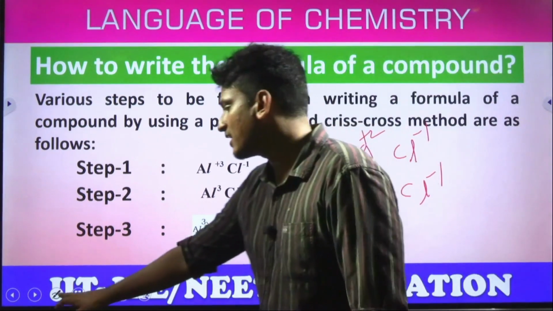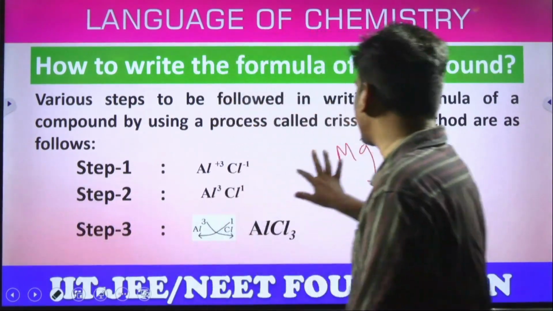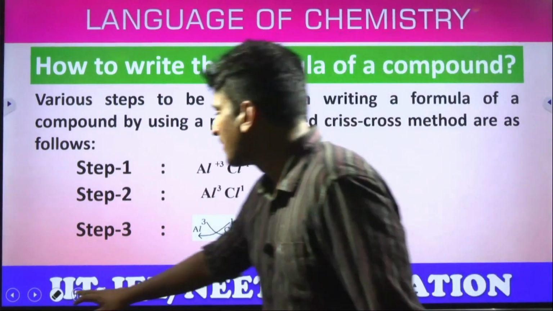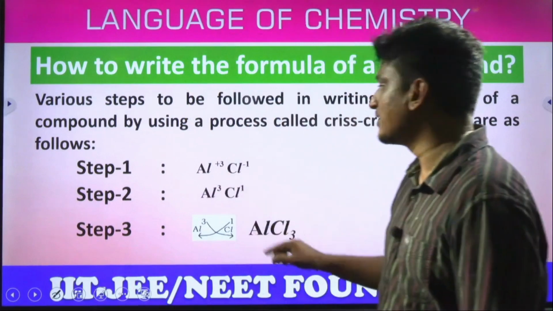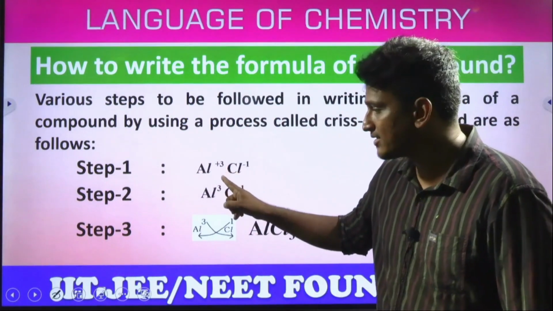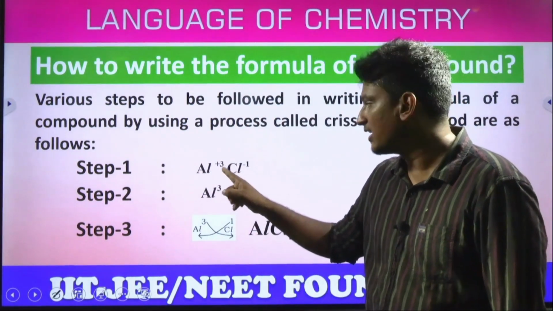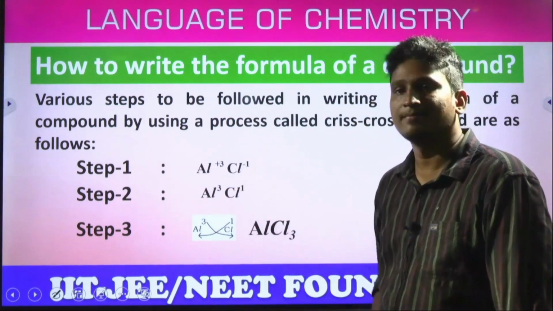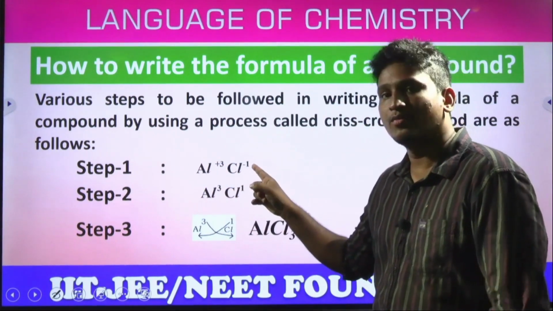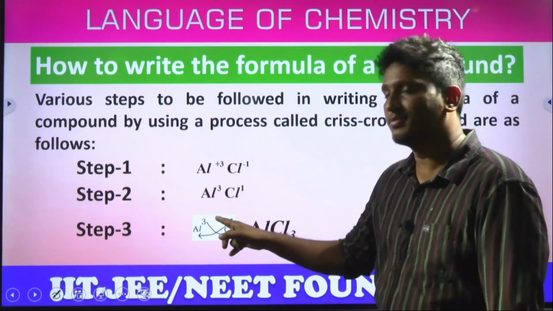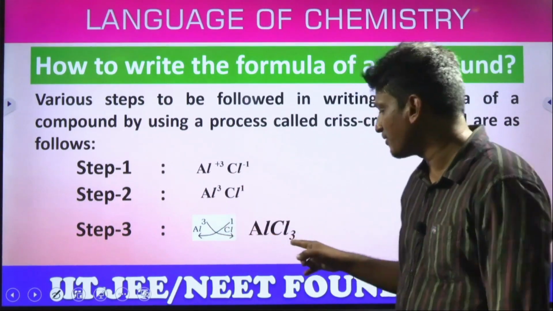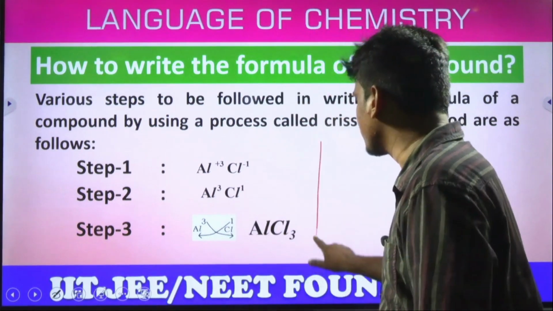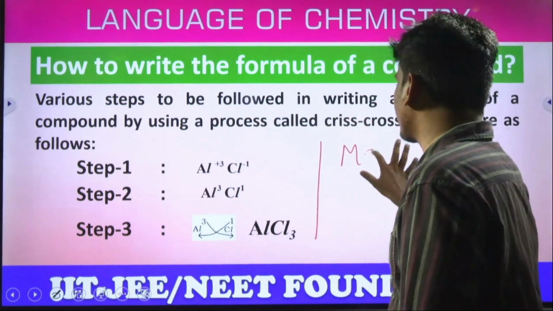We have one shortcut. That shortcut technique is called the crisscross method, students. What is the crisscross method? By writing the ions, you take the charge number of the opposite ion. What is the charge number on aluminium? 3. It will become the subscript number of chlorine. What is the charge number on chlorine? 1. It will become the subscript number for aluminium. Of course, 1 we don't represent in general. Look at the formula. AlCl3. That's it.